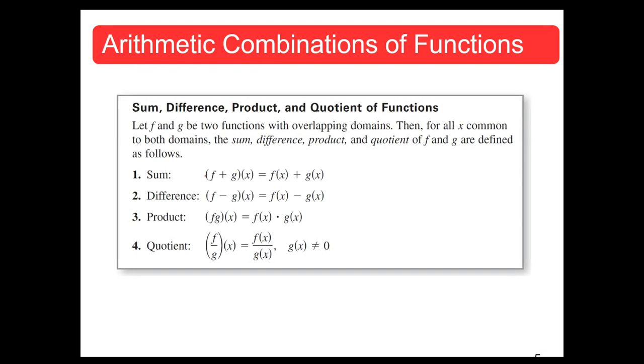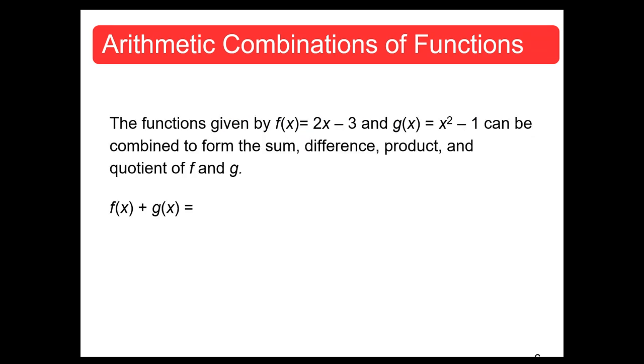Combination of functions, you are taking the sum, and a lot of times it's written this way, f plus g of x, and then you're going to add the two functions together. The difference, f minus g of x, multiplying, fg, and dividing, f over g. And I'm going to show you what this looks like with these two functions. We have f of x equaling 2x minus 3 and g of x equaling x squared minus 1.